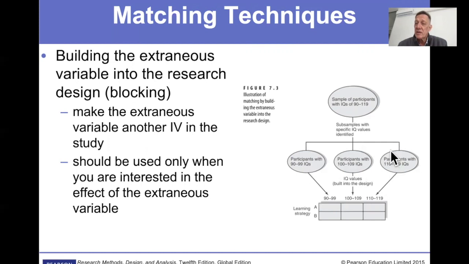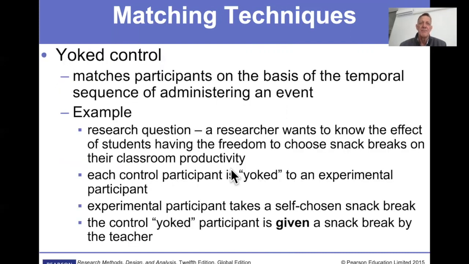So in this way, you can control the effect of IQ on whatever you are studying over there. And in this instance, it is learning strategy. So the level of IQ is then used as a blocking variable. Right. Third one, yoked control.